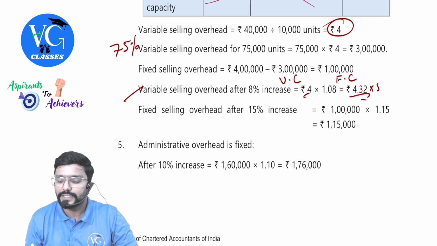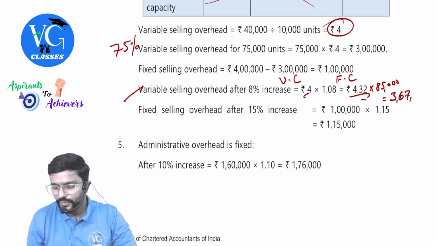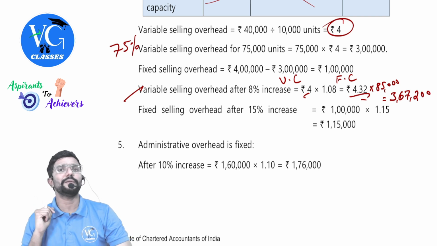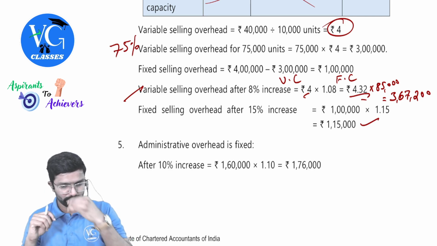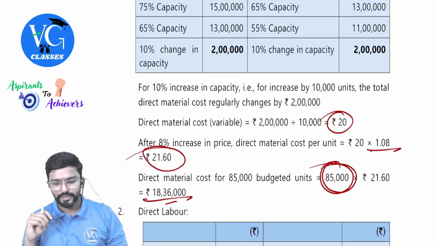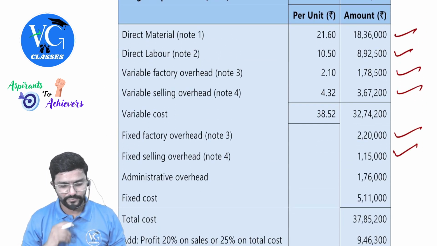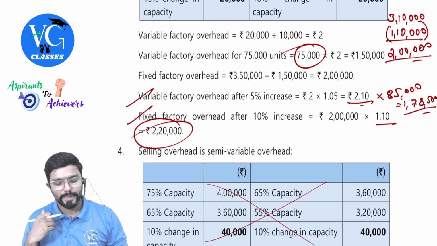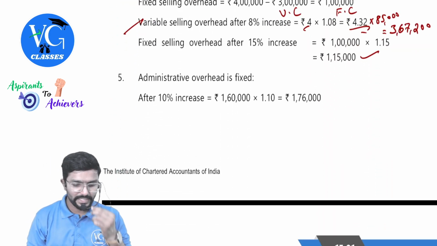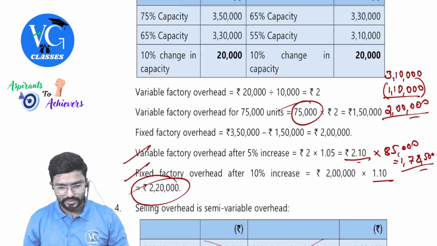Here also you can multiply, guys, into 85,000. How much? 3 lakh 67,200. This is the total variable cost at 85%, and this is the fixed cost. Okay, let us see. Have they taken 367,200 and 1 lakh 15,000? And administrative overhead is fixed, but there is an increase in that also, guys. 1 lakh 60,000, 10% increase, 176,000. Okay, sir.